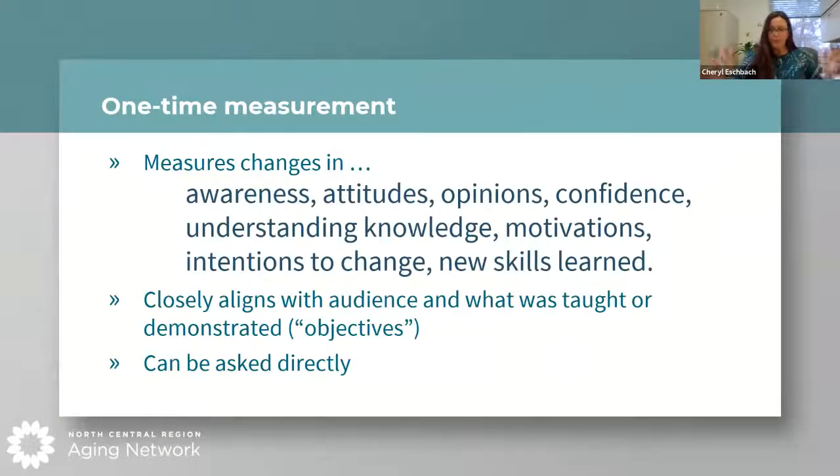So now I'm going to dig in. We've done the overview of the 3 types. I'm going to really dig into these 3 designs and give you examples.